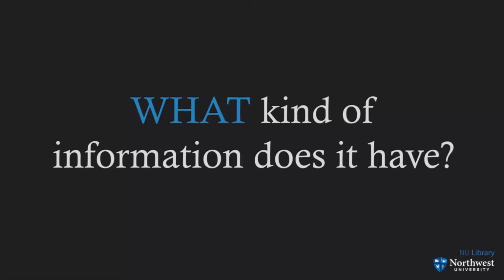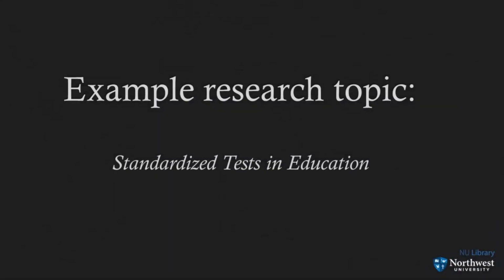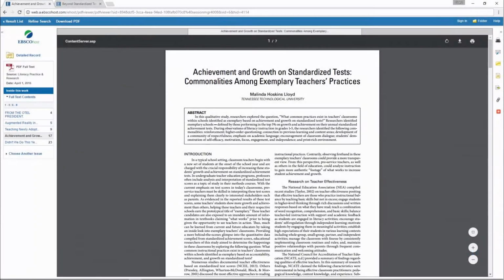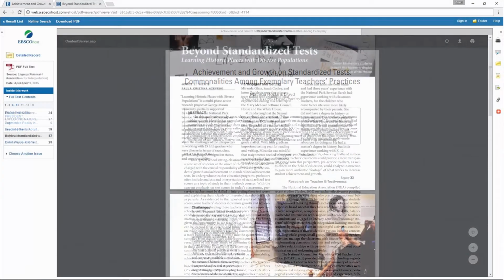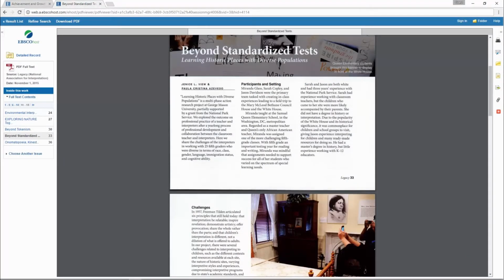What kind of information does it have? Does the information relate to your topic or help answer your research question? If I were doing research on standardized testing in education, I may find the following 2 articles. I can look for abstracts and conclusions that give a general sense of what each article is about.